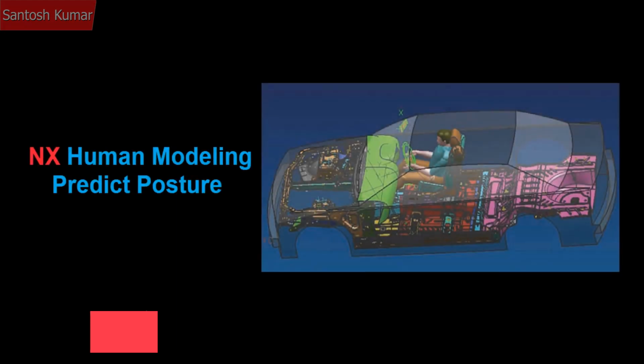Use the Predict Posture command to position a human model driver, front passenger or rear passenger in a seated position inside of an automotive vehicle. You can position the hands and feet in a specific location. For example, you can place the driver's hands touching the steering wheel and have his feet touching the brake pedal.